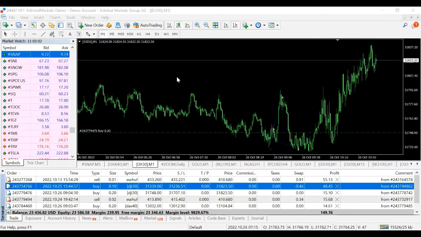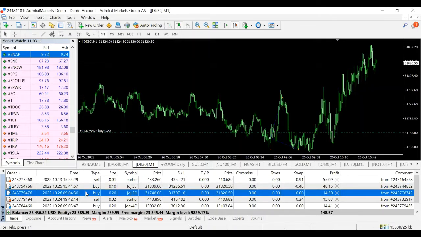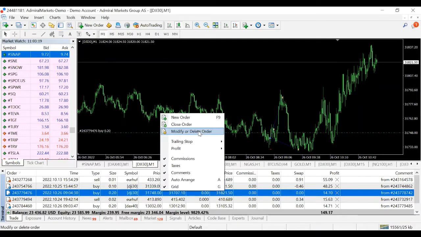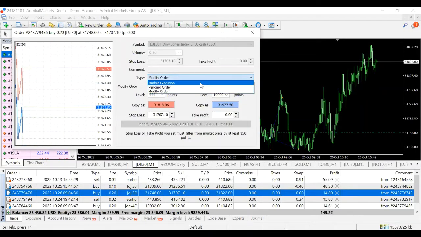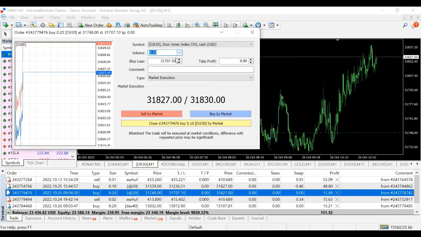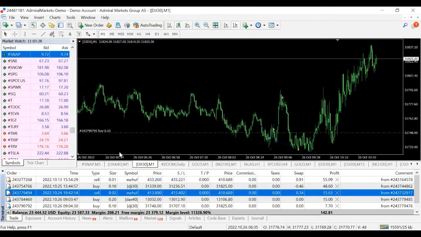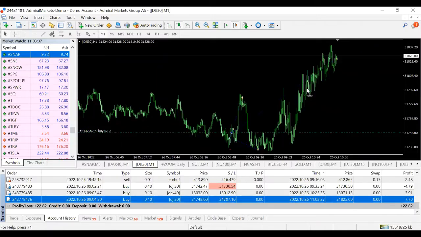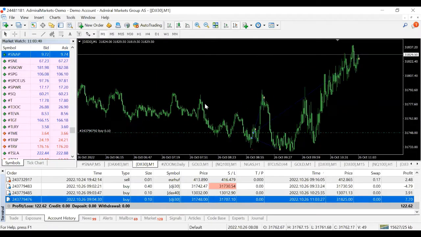Okay, so this is Dow Jones. This is scalping on Dow Jones, and let's check what kind of position we have. We have a 0.20 position, so I will maybe close partially some part of the position. Let's right click, modify or delete order, market execution, and I will close half of the position. This will be 0.10. And let's check the account history. This was our last trade. As you can see, it was a quite good trade.